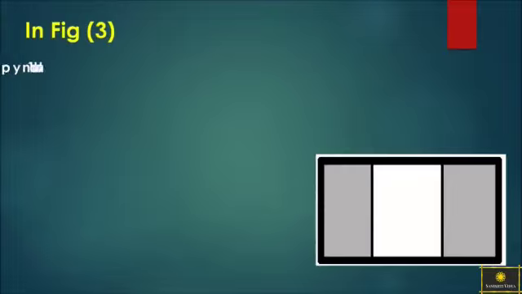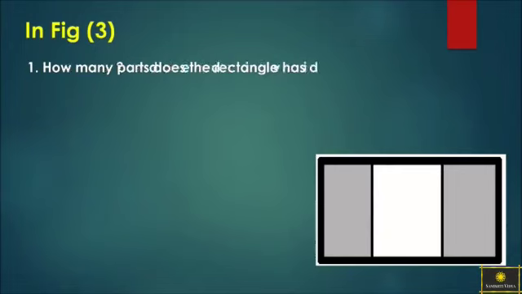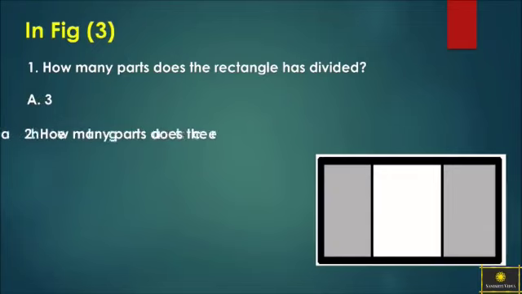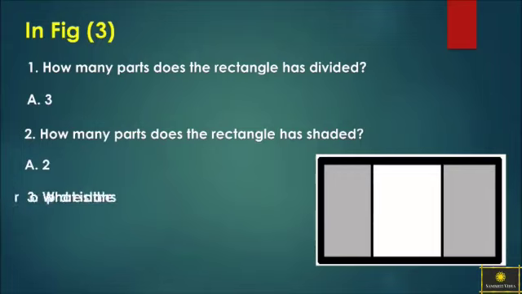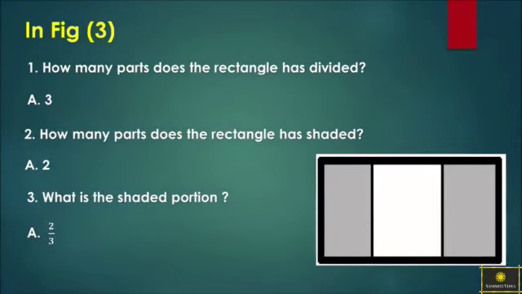So the answer is 1 divided by 2, which is a fraction. First one, how many parts is the rectangle divided into? The answer is 3. Second question, how many parts of the rectangle are shaded? The answer is 2. What is the shaded portion? The shaded portion is 2 out of 3. That is 2 divided by 3, which is a fraction.